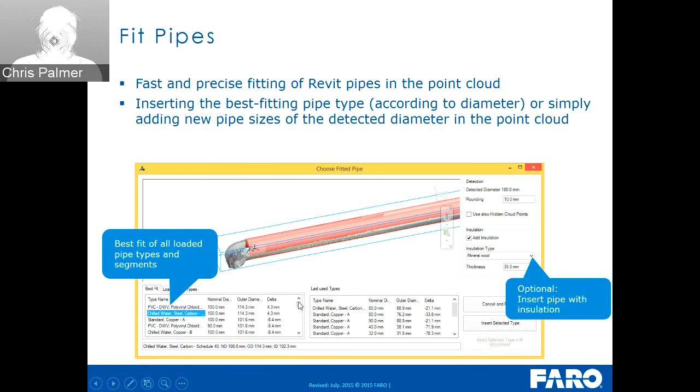But nine times out of ten, I would say people would like to stick to the specific pipe catalogs that they've got, because these are standard components we're using. So we also have the ability there to add insulation to these specific pipes.